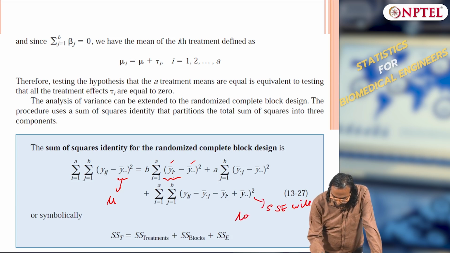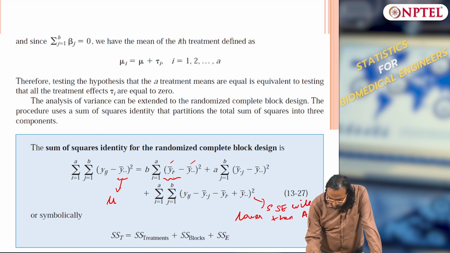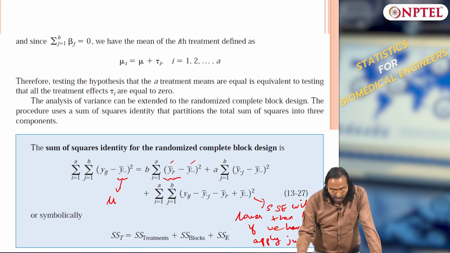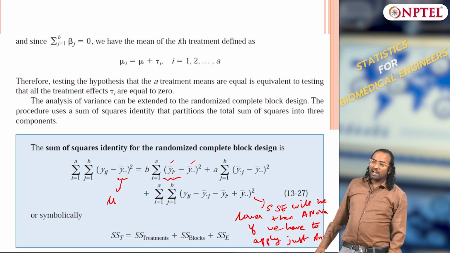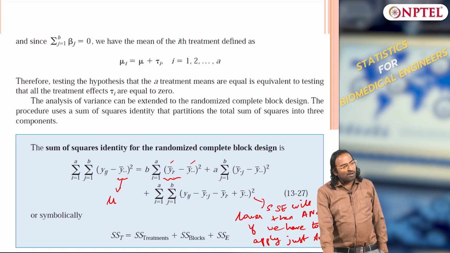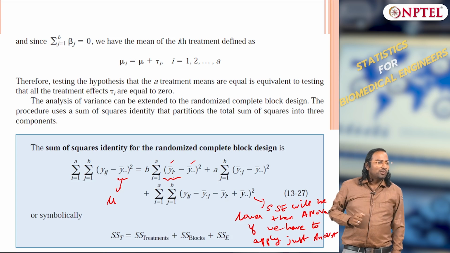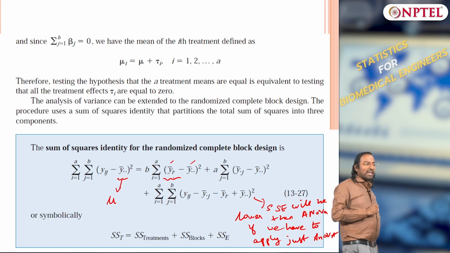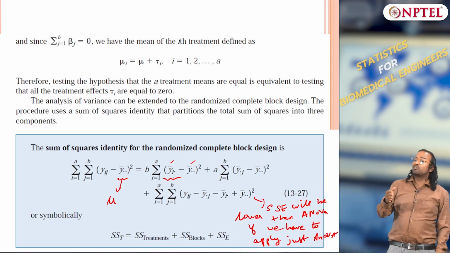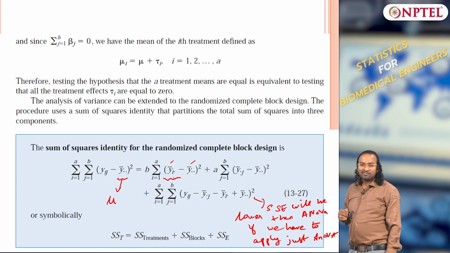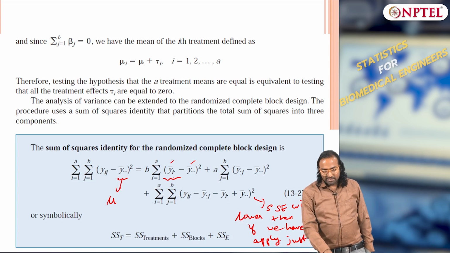lower than ANOVA if we have to apply ANOVA here. You understand, if you would not have applied RCBD and if you would have just done ANOVA, what would have happened? The second term would have also merged into the third term. So your sum squared error will shoot up. And therefore disproving your null hypothesis would be very difficult. So that is why the second term is there.